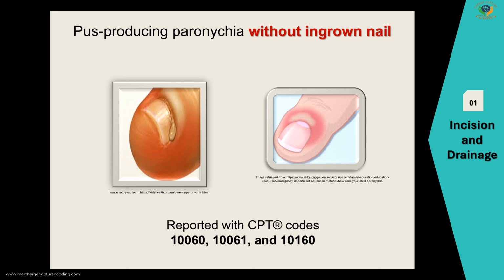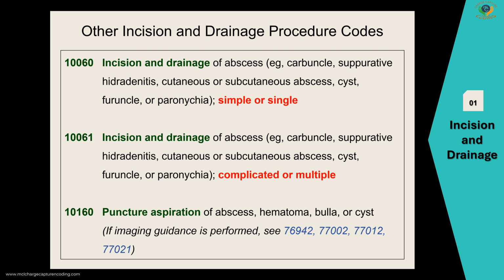If you are coding orthopedic, CPT codes 10060, 10061, and 10160 are also used when the procedure was performed on the fingers. For reference, these are the complete or detailed procedure descriptions of CPT code 10060, 10061, and 10160.